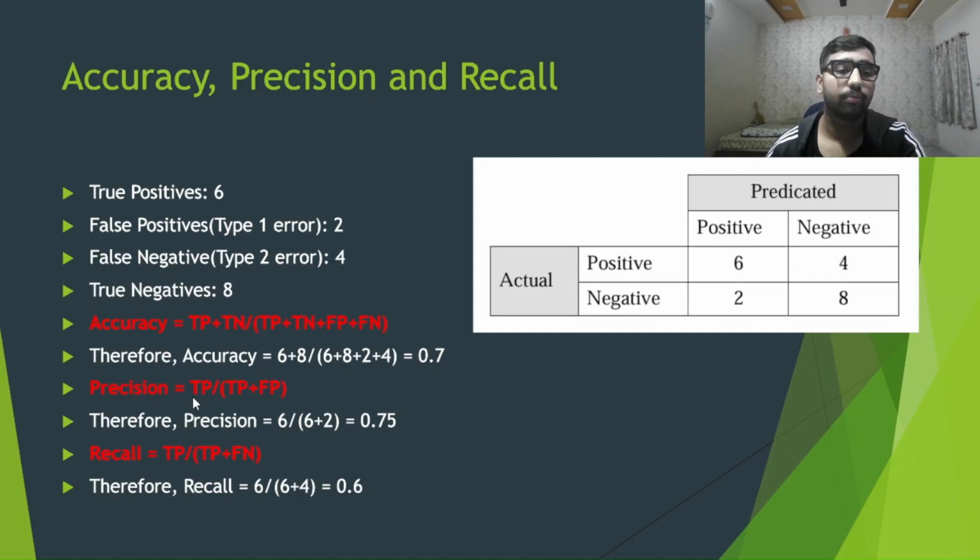Precision. The formula for precision is true positives divided by true positives plus false positives, which are basically the total predicted positives. Substituting the values, we get the value of precision as 0.75. Recall. The formula for recall is true positives divided by true positives plus false negatives. Substituting the values in the formula, we get the value of recall as 0.6. The true positives plus false negatives indicate the total actual positives in our data. So this was the formula for calculation of accuracy, precision and recall.